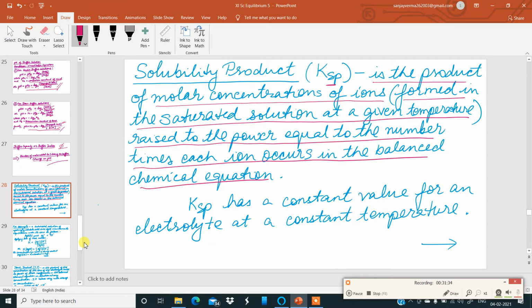This is the definition. It is the product of the molar concentrations of the ions which are formed in the saturated solution at a given temperature, raised to the power equal to the number of times each ion occurs in the balanced chemical equation. Now this Ksp has a constant value for an electrolyte when the temperature is constant. So remember, this Ksp value, solubility product, has a constant value for an electrolyte at a constant temperature.